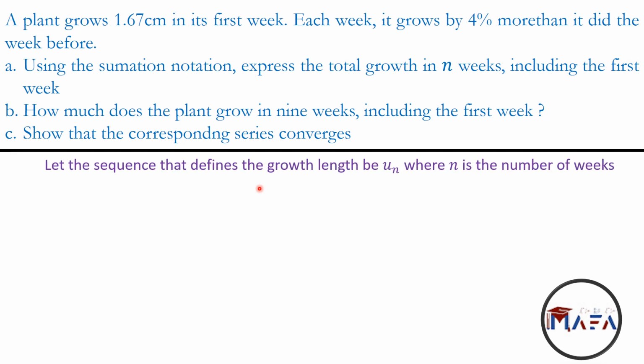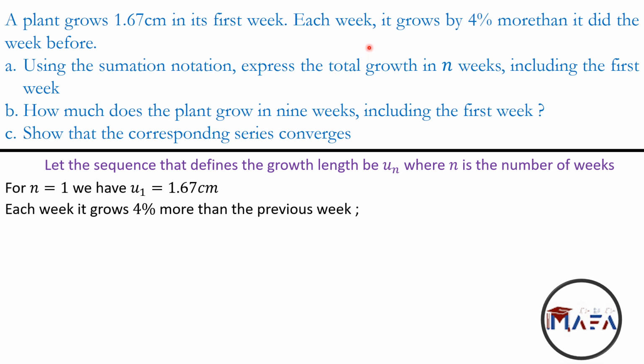So first of all, we are going to start by letting the sequence that defines the growth length of the plant be u of n, where n is the number of weeks. The plant grows 1.67 centimeters in the first week, so when n is 1, u1 is 1.67 centimeters. Now we have a statement which says that each week it grows by 4% more than it did in the previous week, that is, in the week before.